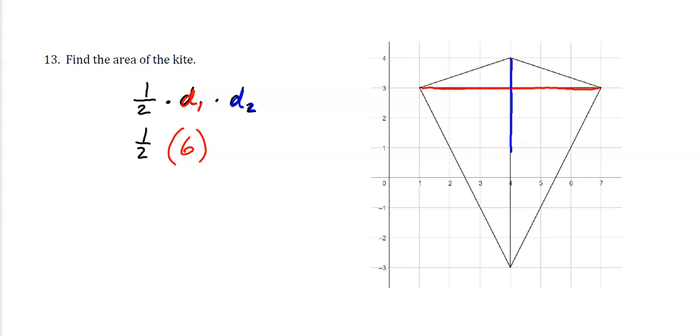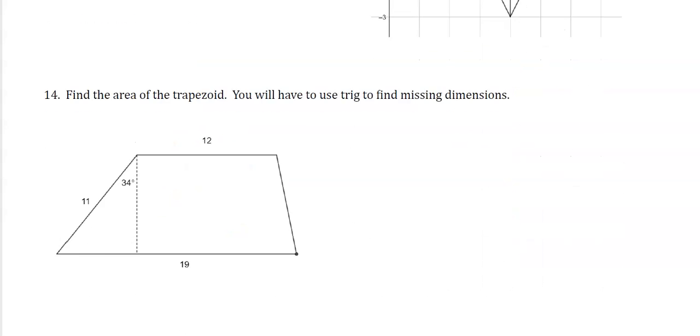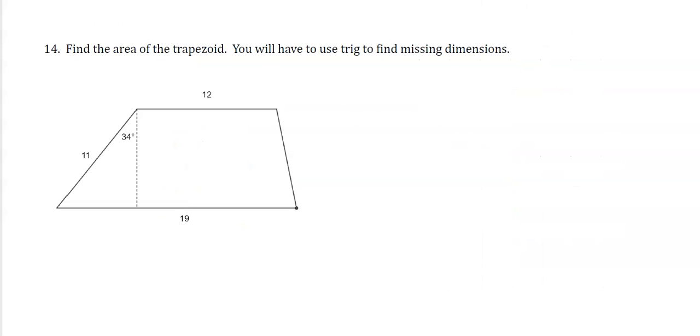1, 2, 3, 4, 5, 6, 7. Half of 42 is 21. That's the area of the kite. Kites and rhombuses have the same formula. They're on the same side of the hierarchy, so you can use the same formula there. Find the area of the trapezoid.